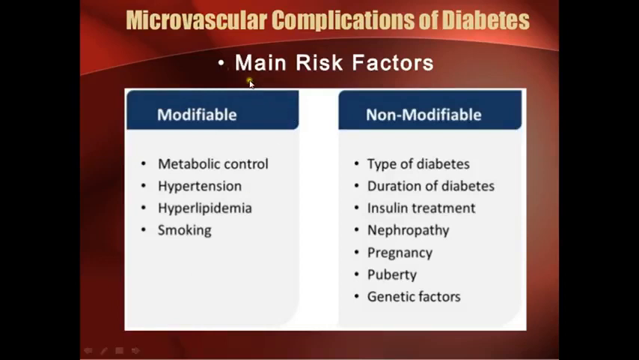So for microvascular complications, the main modifiable risk factor is metabolic control. If sugar is controlled, the diseases can be controlled. If hypertension, hyperlipidemia, and smoking are controlled, then the progression of microvascular disease can be controlled.